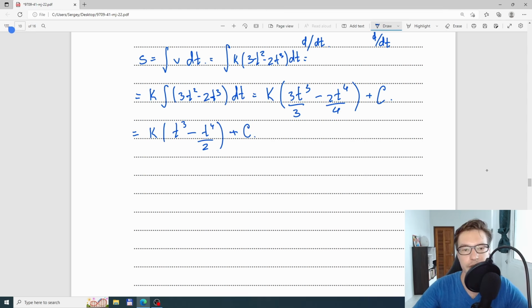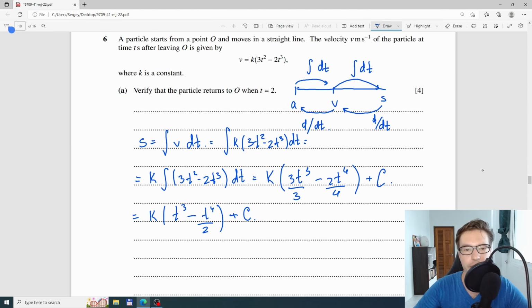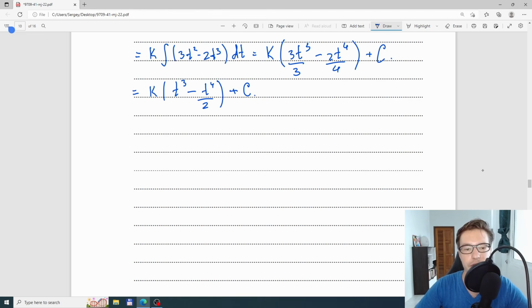Now we know that the particle starts from point O when t equals 0. So that means when t equals 0, we need to get s equals 0. And that will help us to find c. 0 equals k times, substitute 0 in the brackets, we get 0 plus c. So that means c equals 0. And we get the formula for the coordinate s equals k times t cubed minus t to the power 4 over 2, and c equals 0.